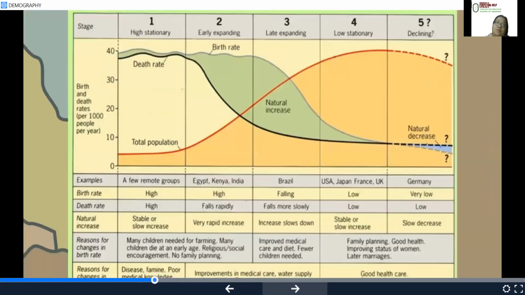So this is another summary of your stage 1, 2, 3, and 4, as well as 5 declining pyramid, and showing birth rate and death rate respectively, with examples of your country.